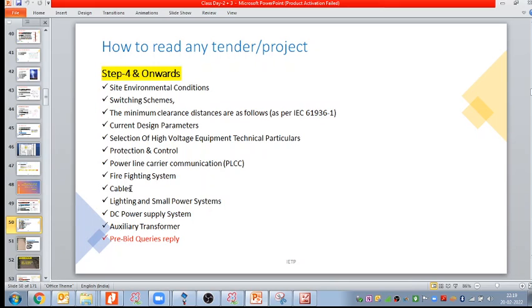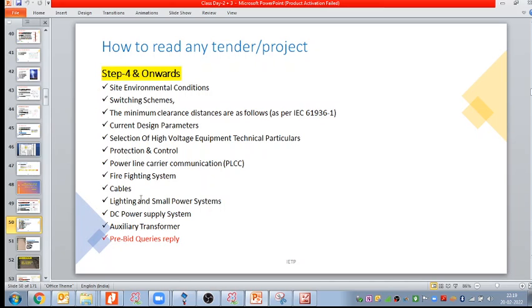The cable details, the cable specifications, the lighting and small power system specifications, the DC power system requirement, the DC voltage, 110 volt or 220 volt requirement. All this we have to read in the tender. Then the auxiliary trafo ratings and requirements, along with all these specifications, and we also have to read if there are any pre-bid query replies by the client. So all this data we have to read.